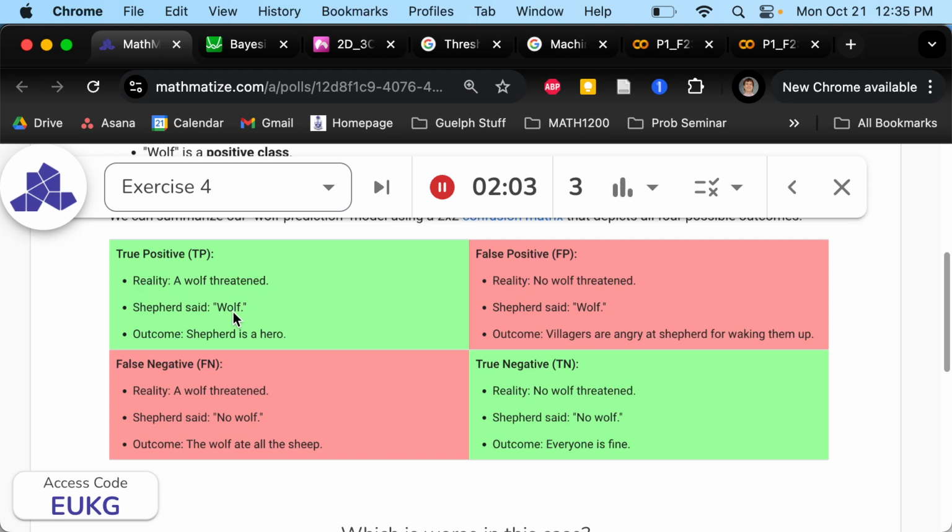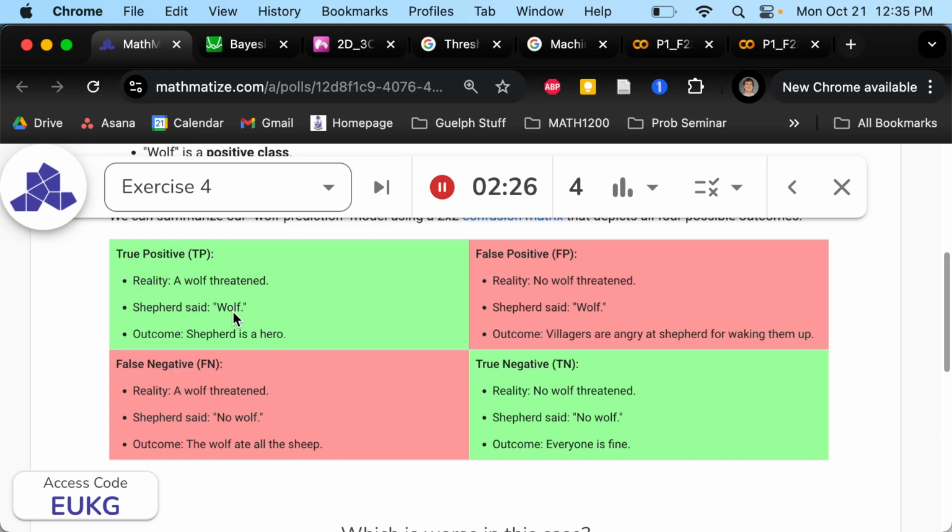That's really sad. Here's another situation, a false positive. So there really is no wolf, but we said wolf. So positive because we said wolf, false because we got it wrong, right? And in this situation, everybody comes and they're grumpy at us. They're like, hey, you woke me up when I was taking a nap, and now I'm here and there's no wolf. What the hell? So those two situations are very different.